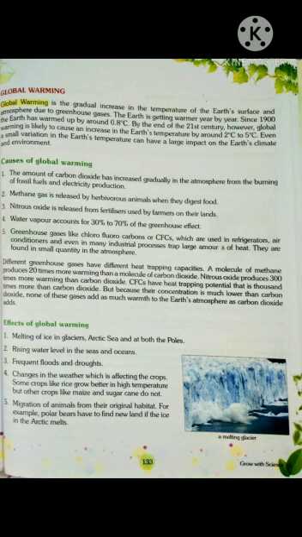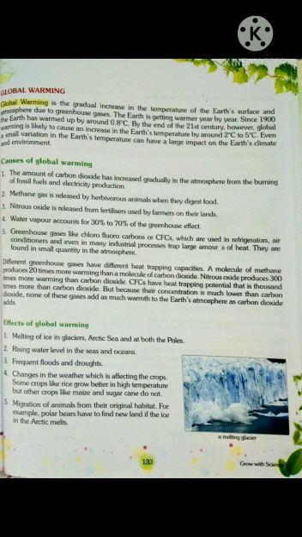Now let's read. Global warming. Global warming is the gradual increase in the temperature of the Earth's surface and atmosphere due to greenhouse gases. The Earth is getting warmer year by year. Since 1900, the Earth has warmed up by around 0.8 degrees Celsius. By the end of the 21st century, however, global warming is likely to cause an increase in the Earth's temperature by around 2 degrees Celsius to 5 degrees Celsius. Even a small variation in the Earth's temperature can have a large impact on the Earth's climate and environment.